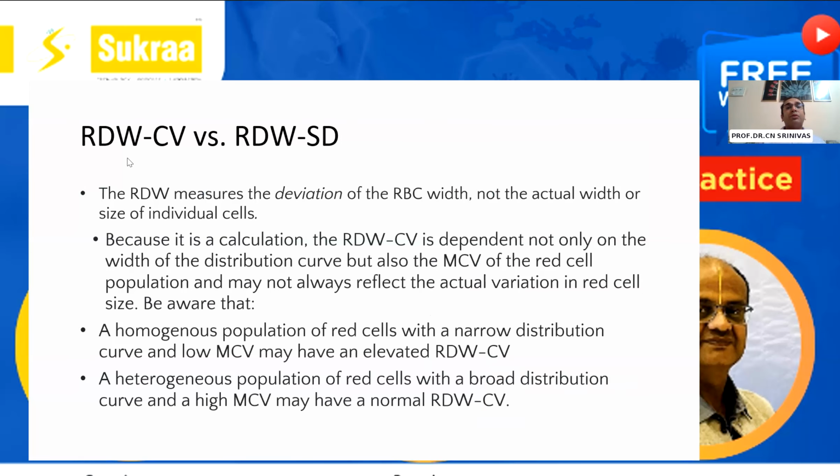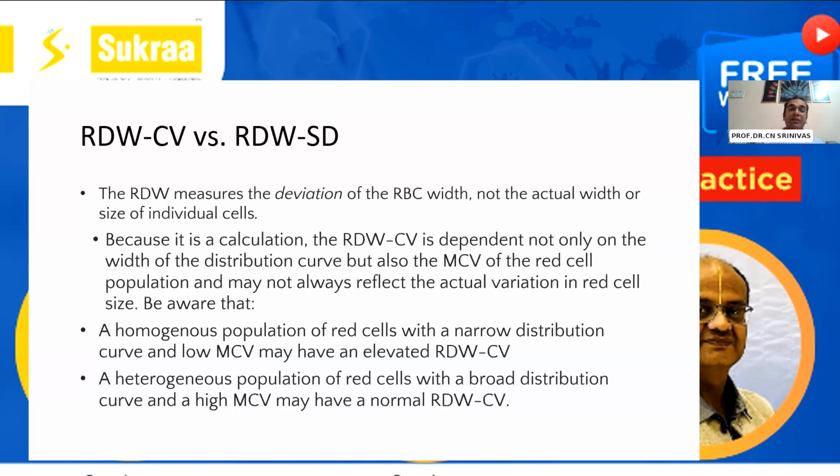So RDW, as I mentioned, is the deviation of red blood cell width, not the actual width, because it is a calculation, dependent not only on the distribution curve, but also on the MCV. So there is a pitfall one should be aware of. A homogeneous population of red cells with a narrow distribution curve and a low MCV may have an elevated RDW-CV. Nothing to panic about, but you need to remember this.